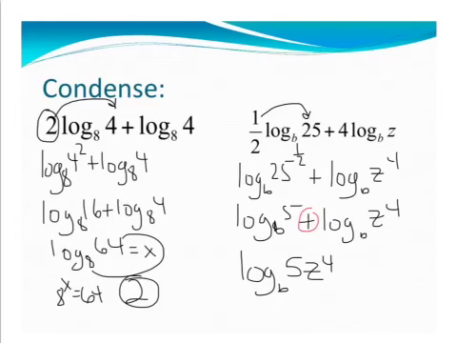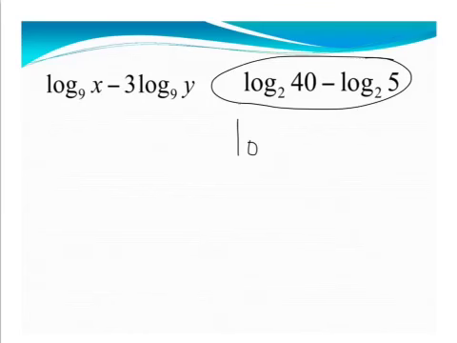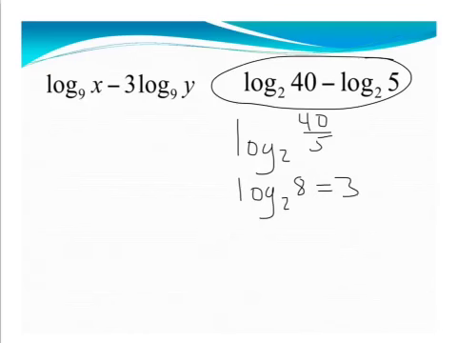Alright. Let's keep moving. Well, let's try one of these because we have some subtraction here. So for this one over here, I'm going to do division, so I have log base 2 of 40 over 5. So I get log base 2 of 8. And I know that 2 cubed gives me 8, so my answer would be 3. That was pretty quick. Let's try this one now.